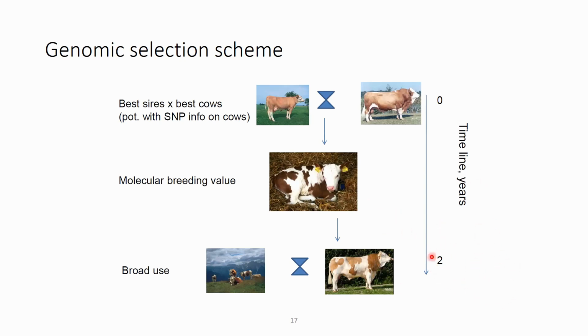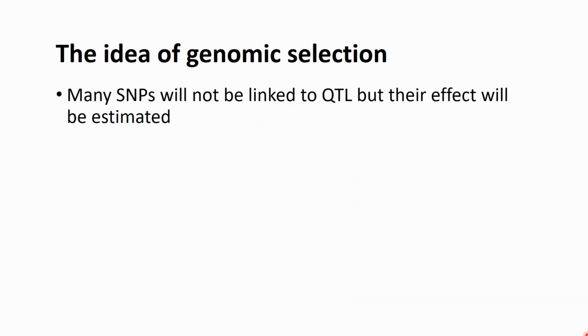And then in 2 years, we can use this bull throughout the population. This factor will be a very important aspect when it comes to the increase of the genetic gain. Of course, when we have this many SNPs throughout the genome, many of these will not be linked to the QTL, but still, the effects of all SNPs will be estimated.